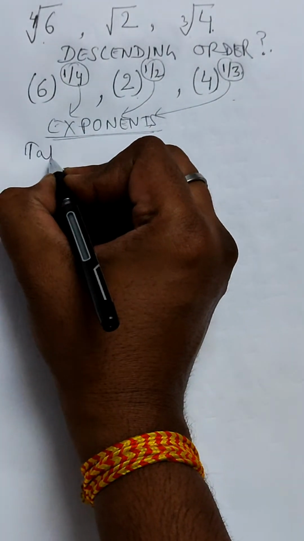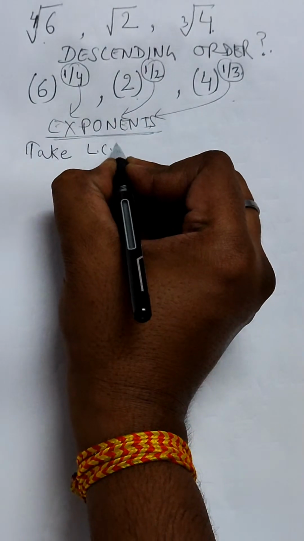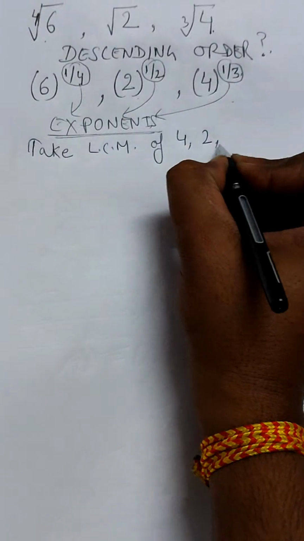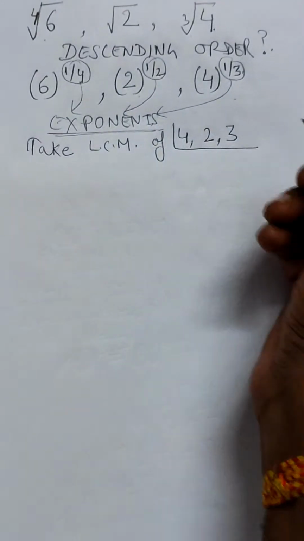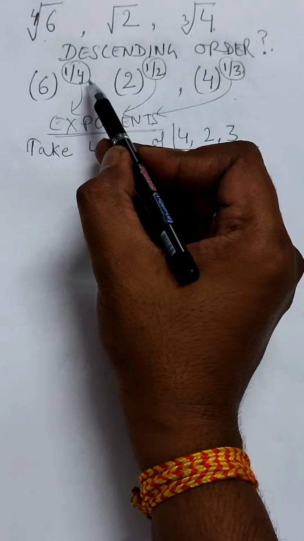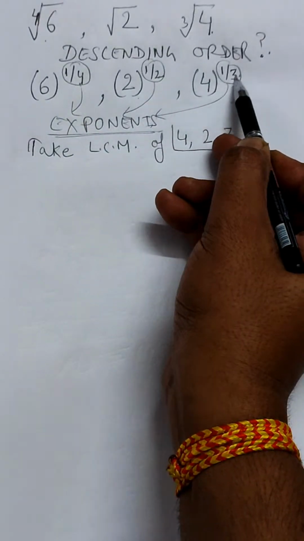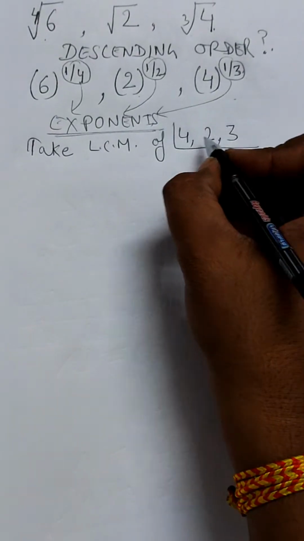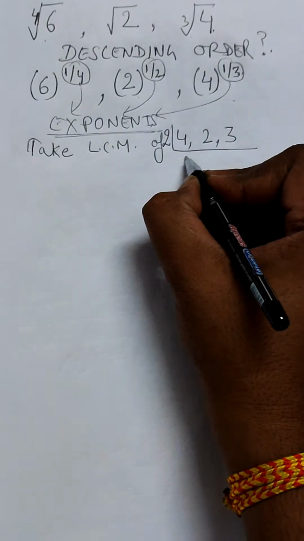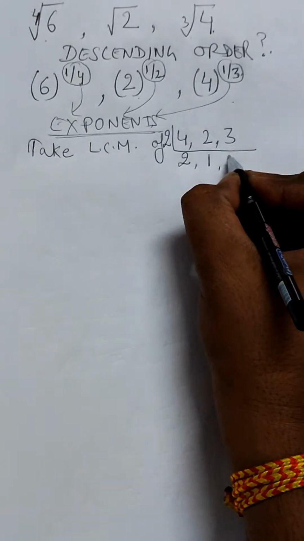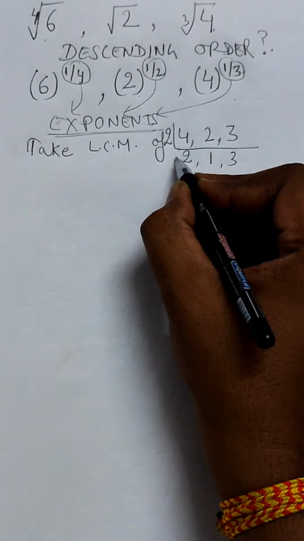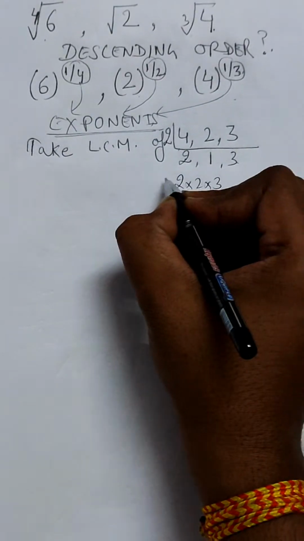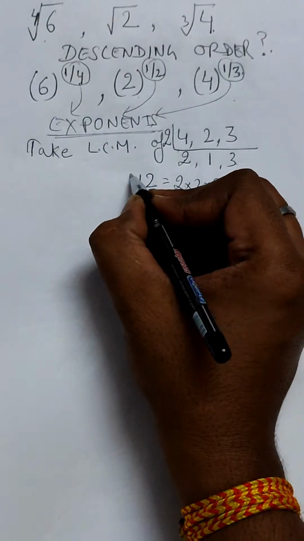So take the LCM of 4, 2 and 3. Why have we taken these numbers? Because they are the denominators of the exponents of the three different numbers 6, 2 and 4. When we take the LCM, it will be 2 into 2 into 3, so that is coming as 12.